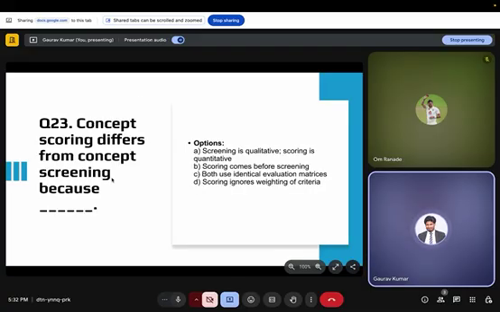Next one is 23. Concept scoring differs from concept screening because of what? So concept screening, typically implemented through Pugh methods, relies on qualitative judgments such as better or worse to quickly filter the ideas. Concept scoring advances this analysis by introducing numerical weights and ratings, producing a quantifiable ranking. So the shift from qualitative to quantitative evaluation increases the precision and reduces the subjectivity. So the correct answer is: screening is qualitative, scoring is quantitative.